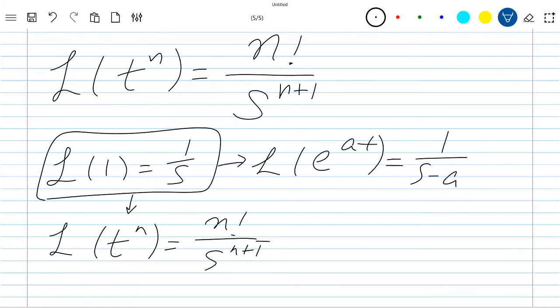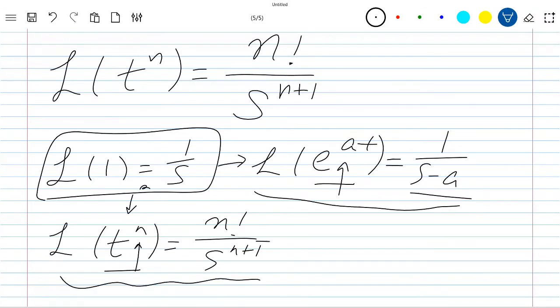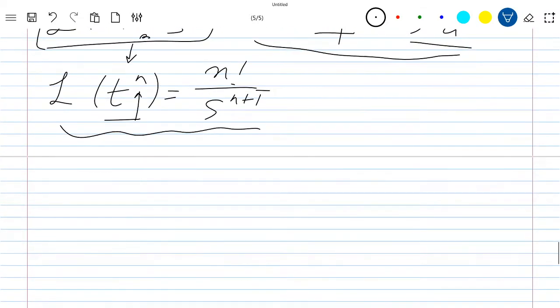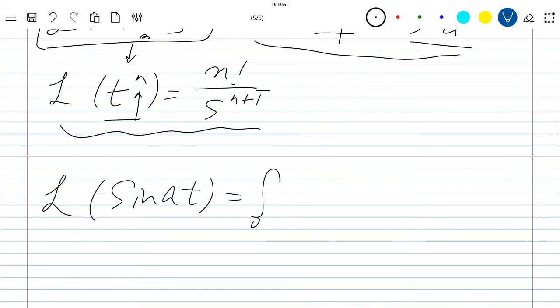And you can regard this as a special case of either this one or that one. Why? Because if you choose a to be 0 here, then it's 1, and that's 1 over s. And here, if you choose n to be 0, then this is 1, and this is 0 factorial over s, which is 1 over s. Okay, so you can say this is our member, and this is a special case. Now let's find out the sine and cosine. Let's say, what is L of sine of at? It will be the integral of e to the negative st times sine of at.